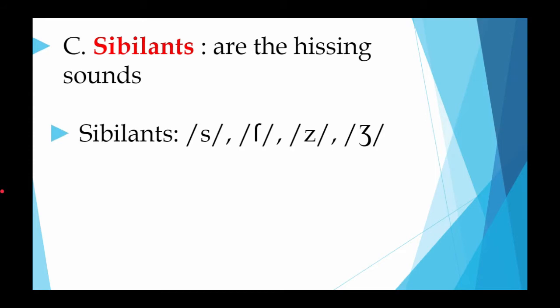The third one is what we know as sibilants, and these are often called the hissing sounds. So we have the following sibilant consonant sounds. The letter S, as in the sound S. This symbol, which stands for SH, as in the sound sh. The letter Z for the sound Z. And this symbol, which stands for the sound zh.